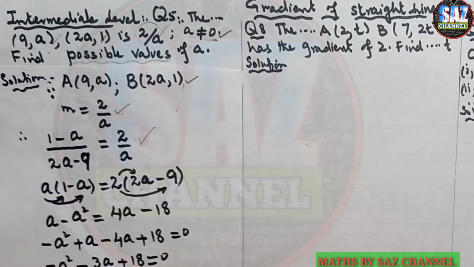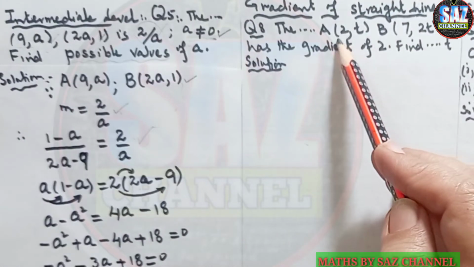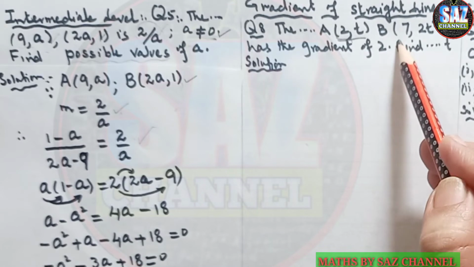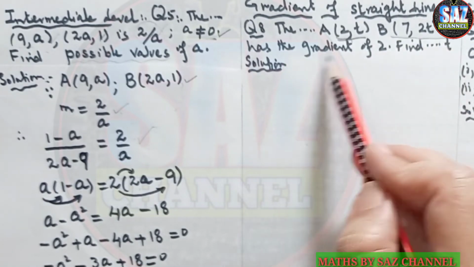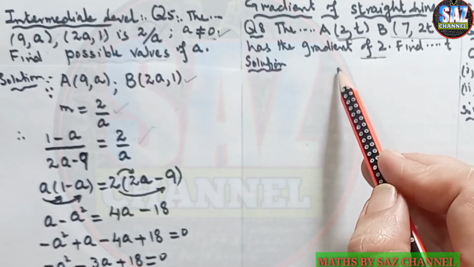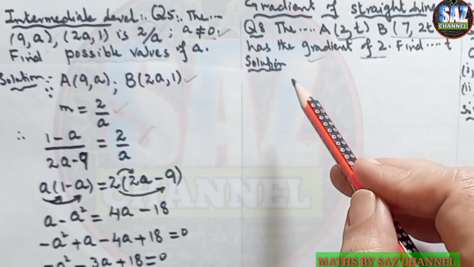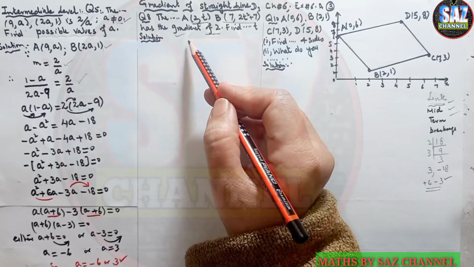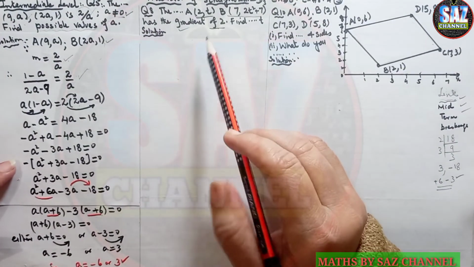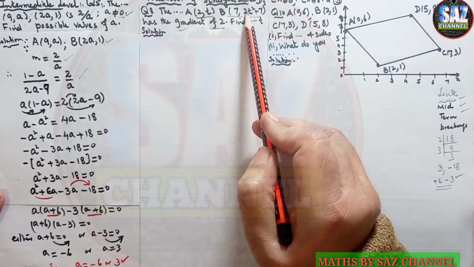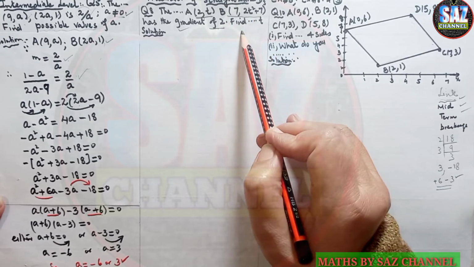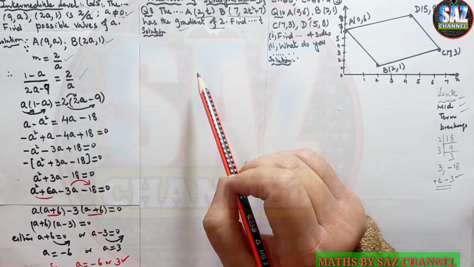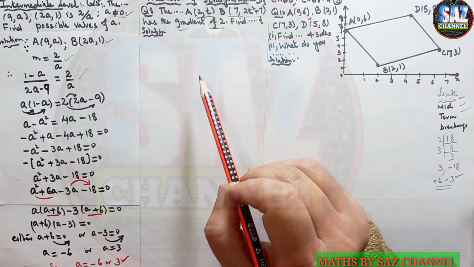From the book, question 8 says, the line joining the points A(2, t) and B(7, 2t square plus 7) has the gradient of 2. Find the possible values of t. Okay, again, if we compare question 8 with the previous one, in both the questions we are given 2 points and the answer of the gradient, and we have to find the possible values of t. So try to solve similar questions at the same time for better understanding of the concept.